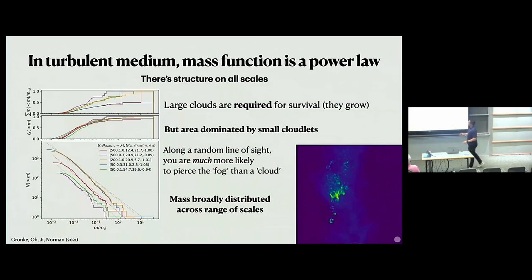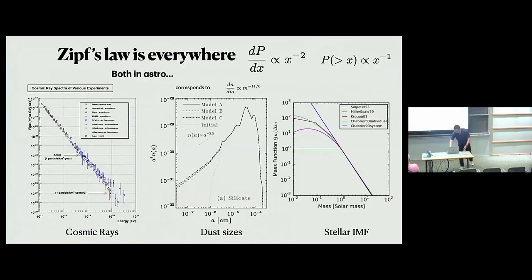I think the main thing I want to impress on you is that you start to get a power law distribution of masses. And so mass is broadly distributed across a range of scales. It's roughly scale free. And the very interesting thing is that this power law has a very special index, right? The cumulative distribution has a -1 power law, which is known as Zipf's law, right? Which occurs over and over again in many, many different systems, right?